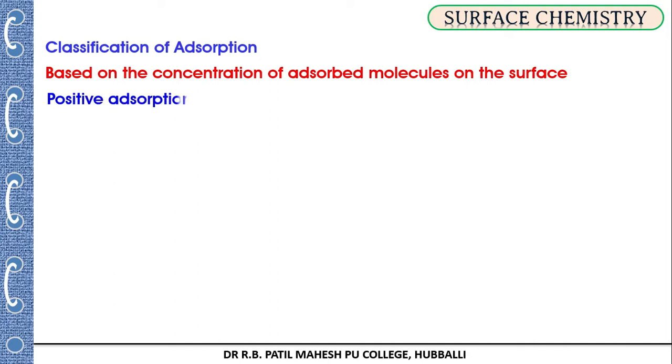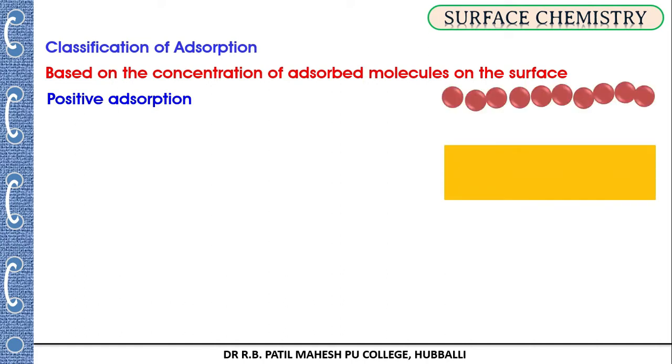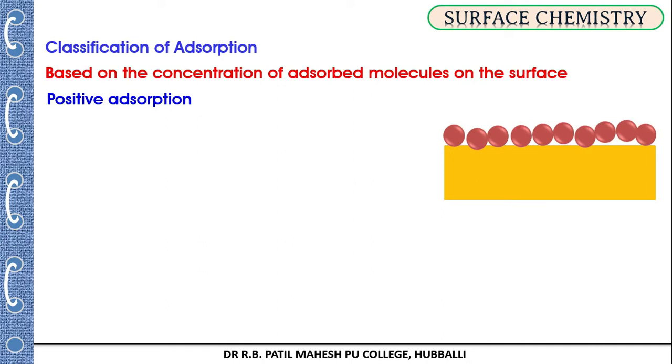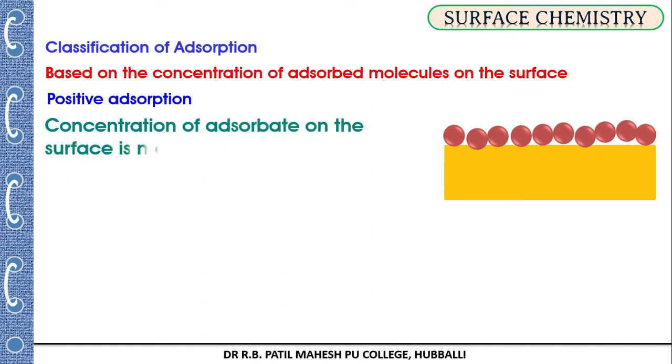Let us see the first one, positive adsorption. In the case of positive adsorption, concentration of the adsorbate, that means adsorbed molecules on the surface, is going to be more than in the bulk or throughout the body. See in this diagram, you can see that molecules get adsorbed on the surface more than in the bulk. So in positive adsorption, what happens, students? Concentration of molecules will be maximum on the surface than in the bulk.